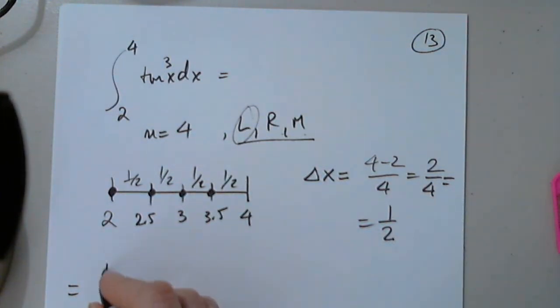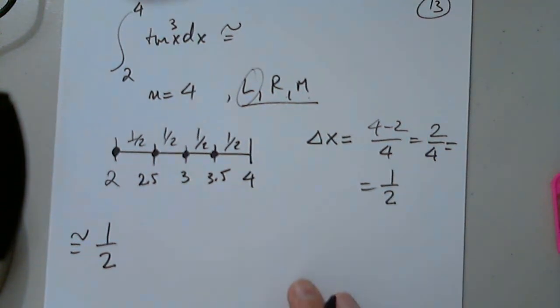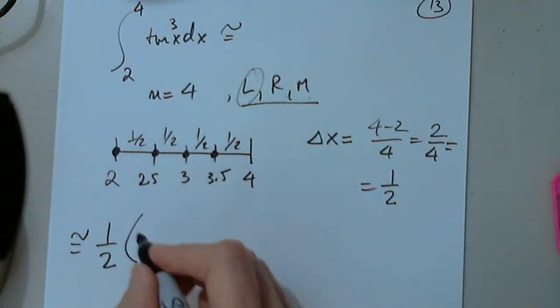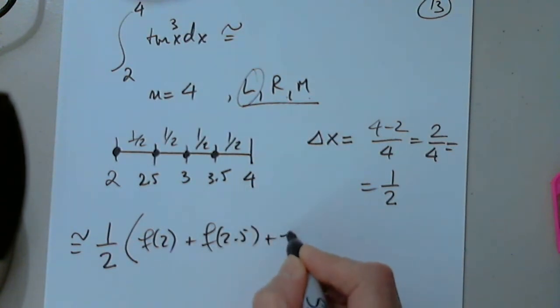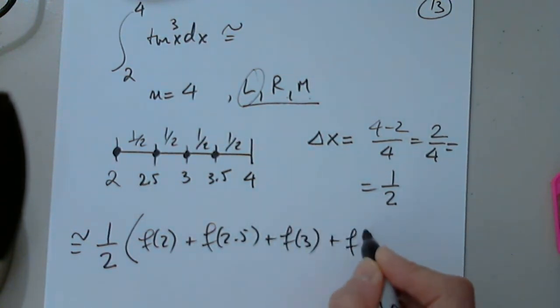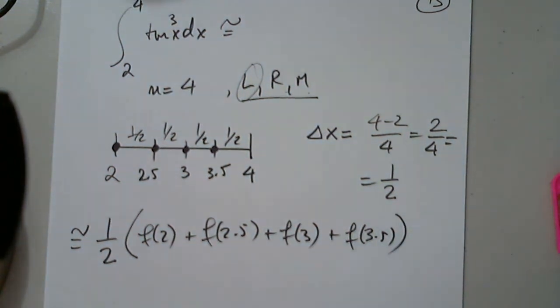Delta x in front, 1/2. Of course, it's an approximation. 1/2 times f of 2 plus f of 2.5 plus f of 3 plus f of 3.5. I will put them in the calculator in lists.